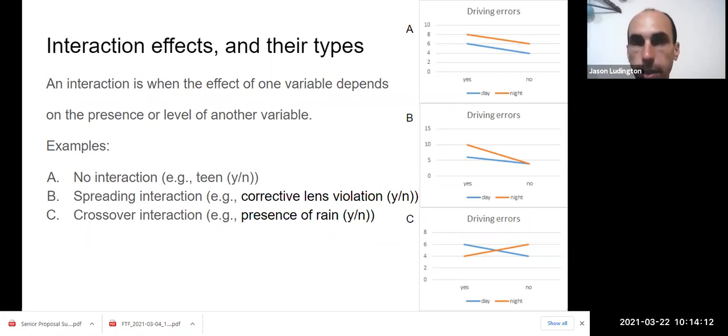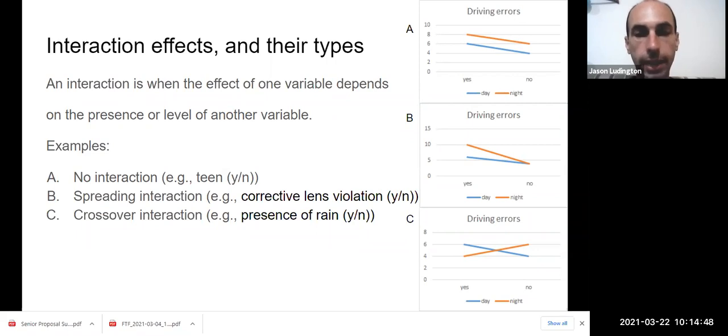So the simple effect of rain differs between day and nighttime. In daytime, the simple effect is rain makes more driving errors. At nighttime, the simple effect is that rain makes fewer driving errors. As you can see, the effect of rain depends on whether you're measuring at daytime or nighttime.